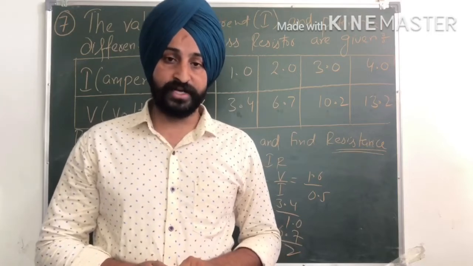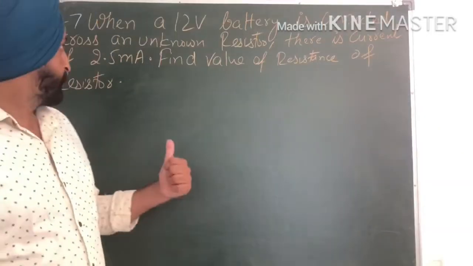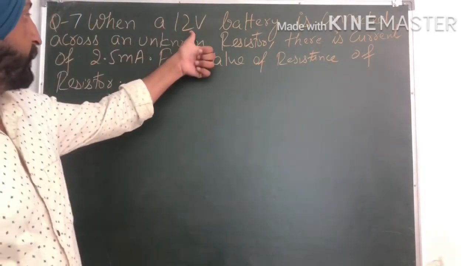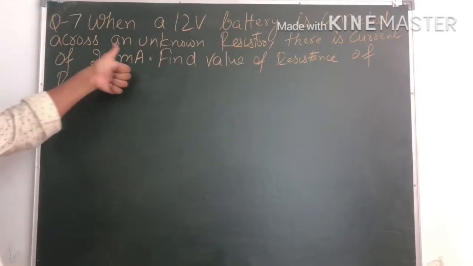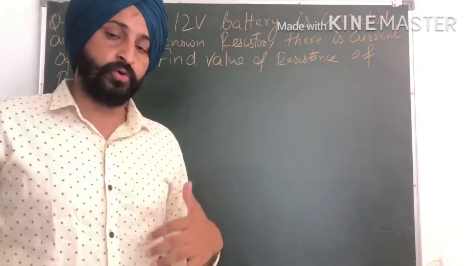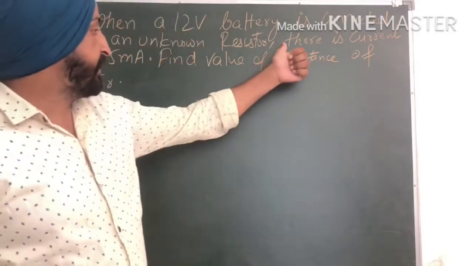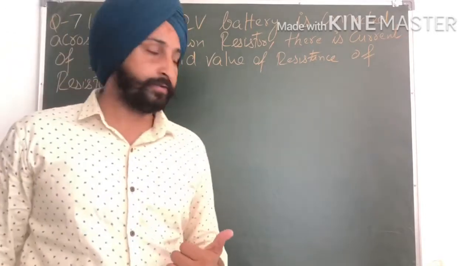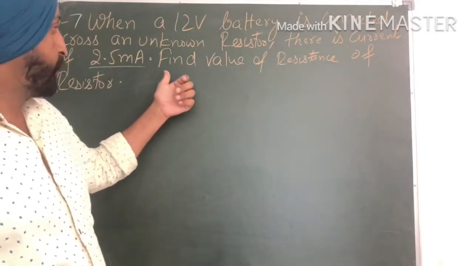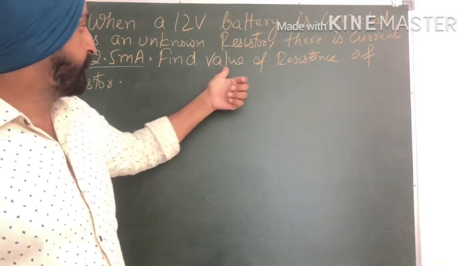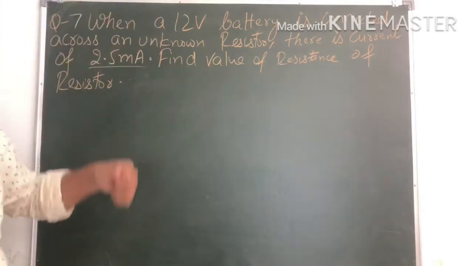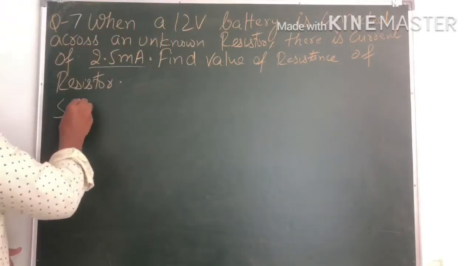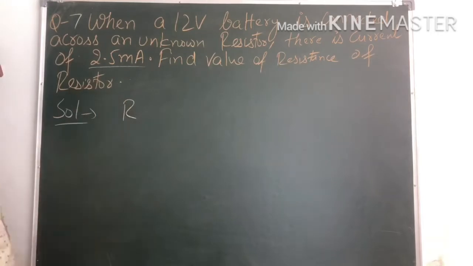So next we are proceeding to our next question. Here is our question number 7. In this question we are given that there is a battery of 12 volt connected across an unknown resistor whose resistance is not known, and there is a current of 2.5 milliampere passing through that circuit. What you are asked is to find the value of resistance of that resistor. So you have to calculate resistance. It is a simple question. You just need to calculate the value of R.